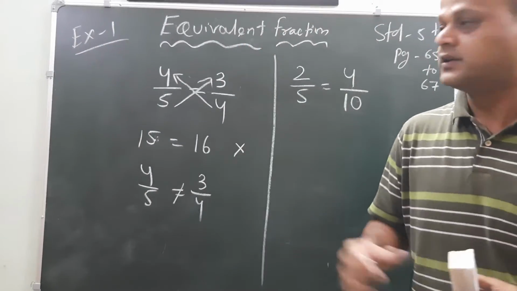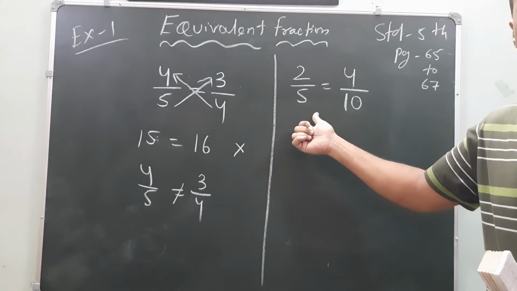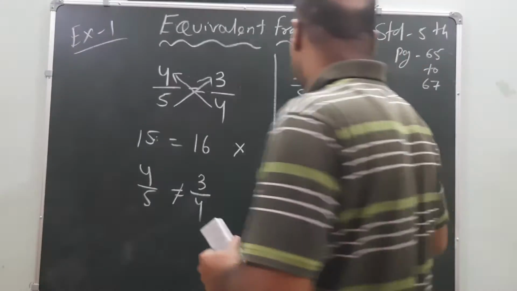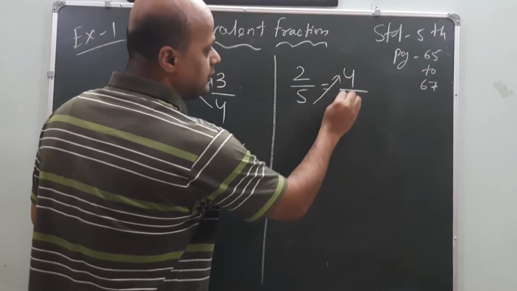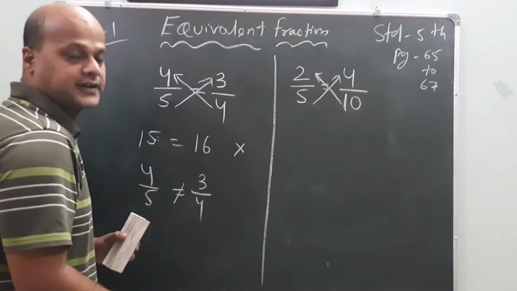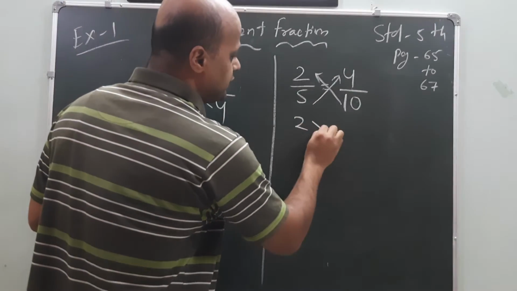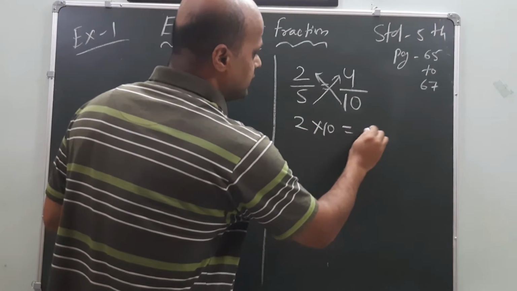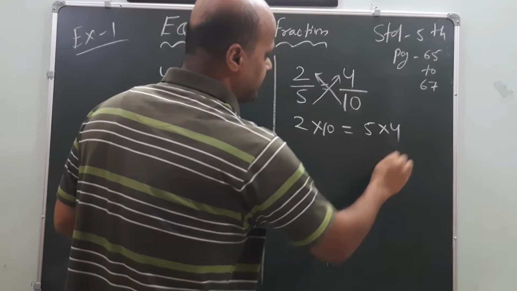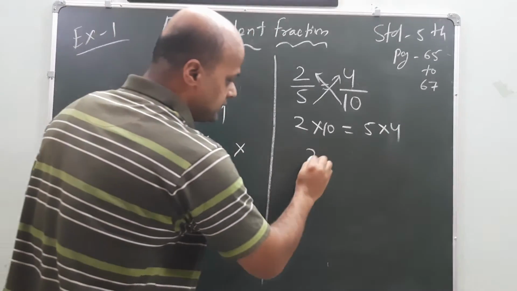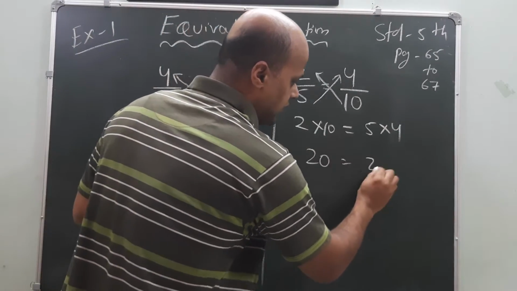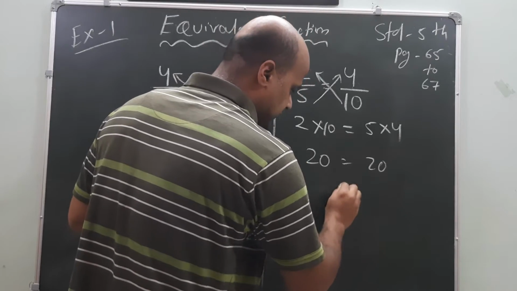Understood, my dear friends? But in the case of this one, what should I do? Let's see. Again do the cross multiplication. Now 2 into 10 is equal to 5 into 4. 2 tens are 20, 5 fours are 20. Yes.